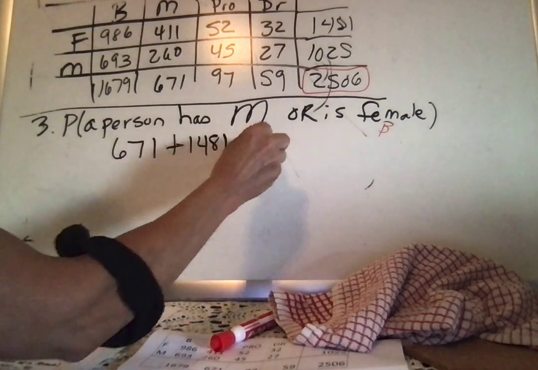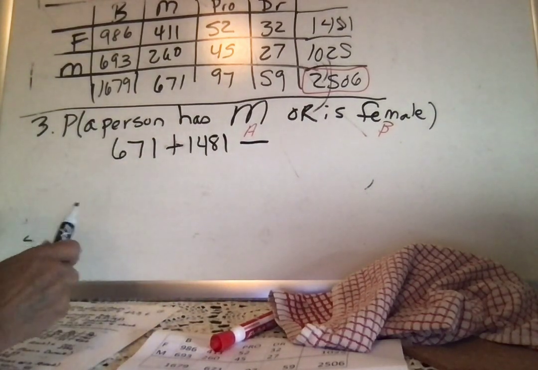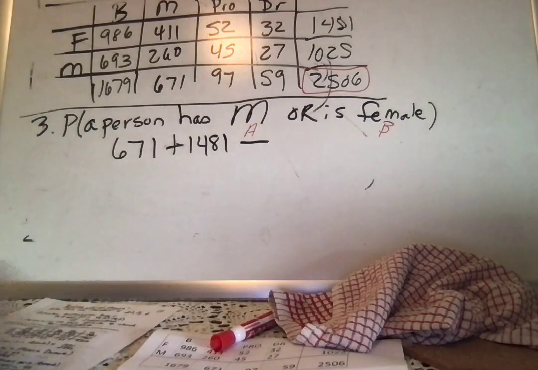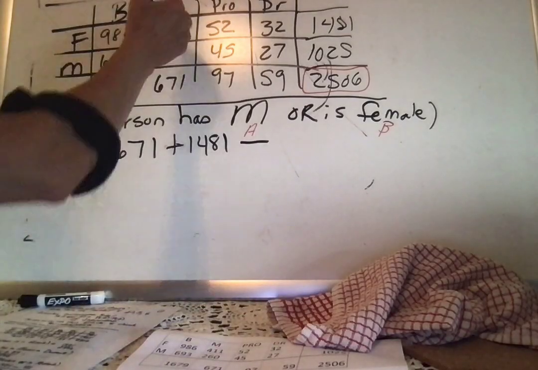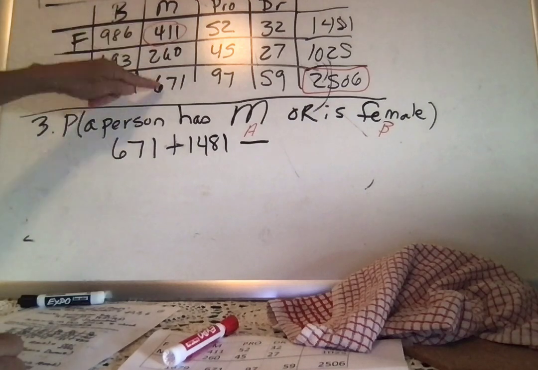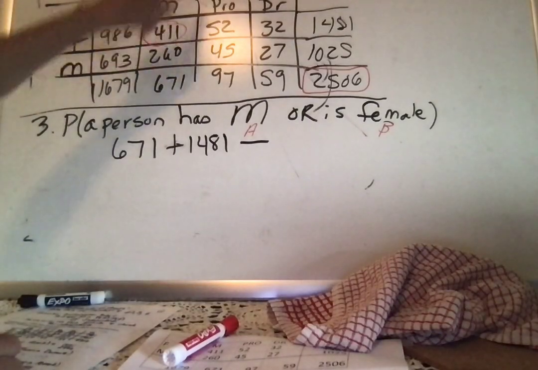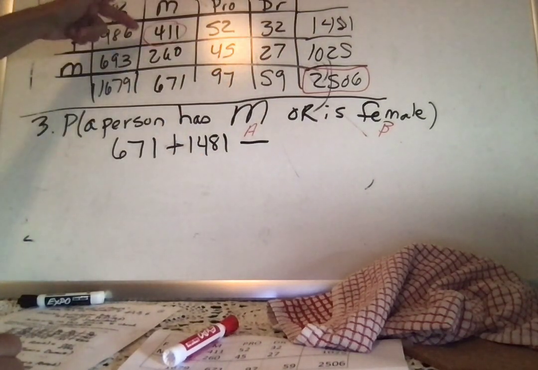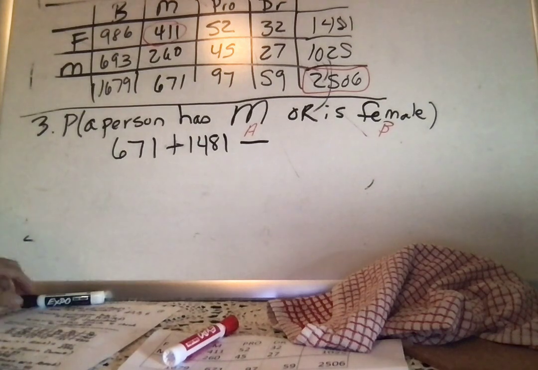And remember, the addition rule says we're supposed to subtract off the intersection. I do have an intersection here. It is all my females with their masters. So let's see, females and masters. I have double counted the 411, because see how the 411 was part of the 671, but the 411 was also part of the 1481. I do want to count that 411, but I have double counted it.